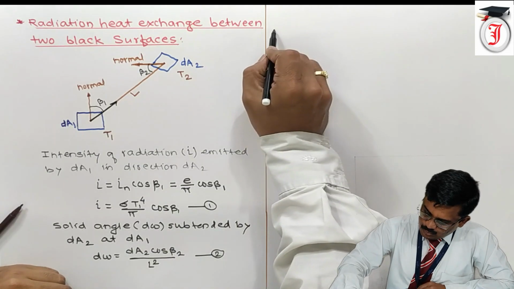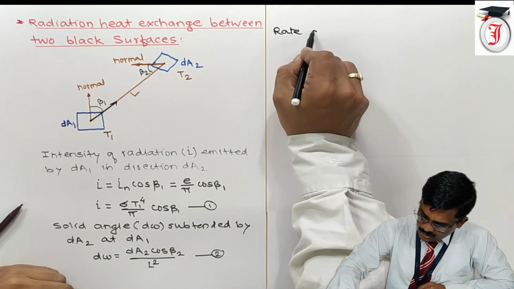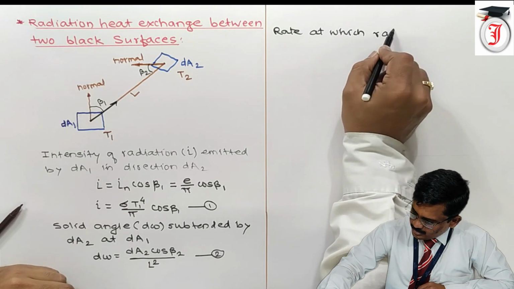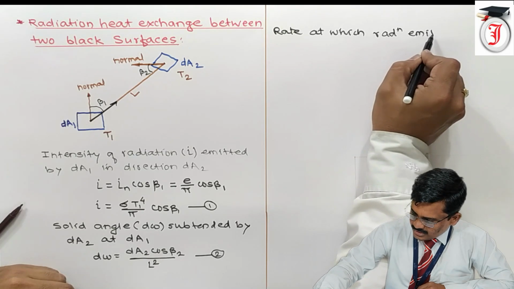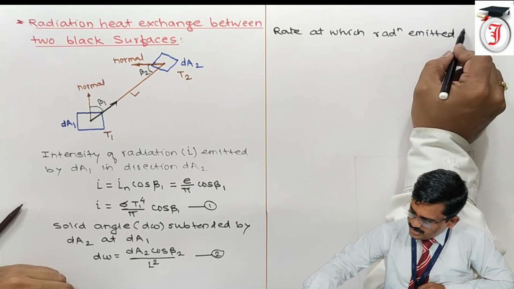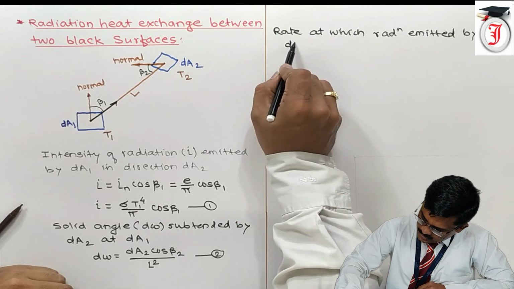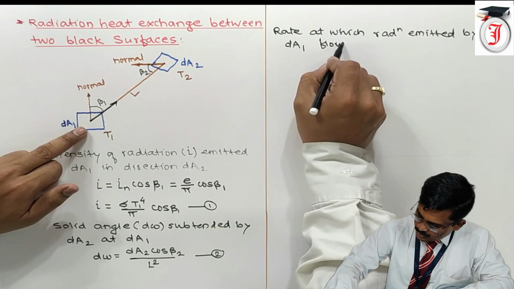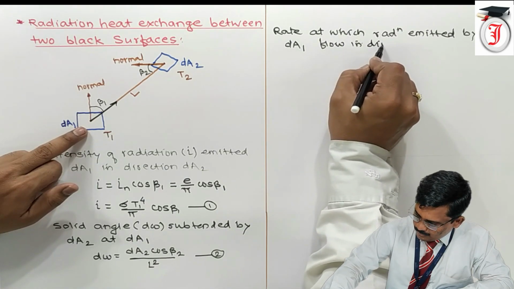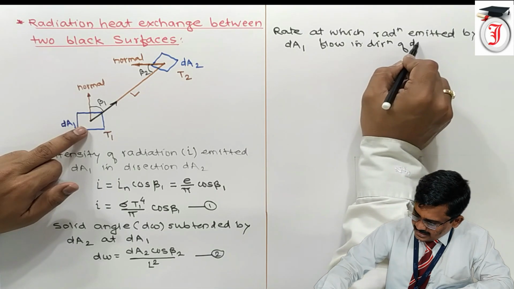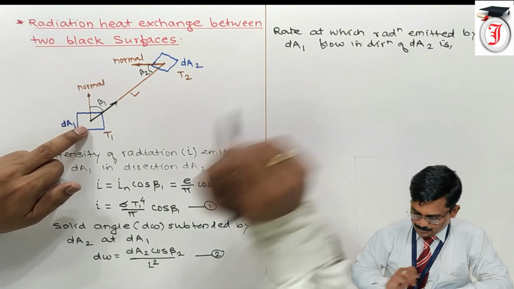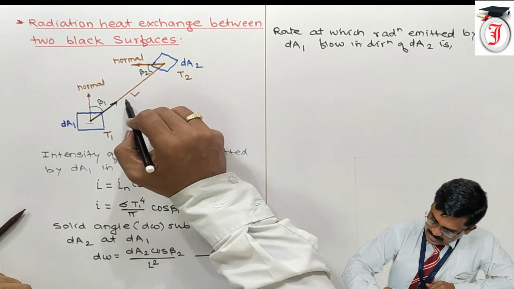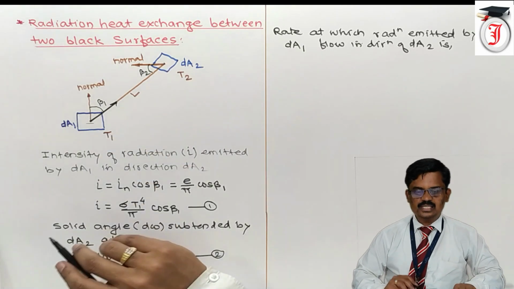Now, the rate at which radiation is emitted by surface dA1 and flows in the direction of dA2 is calculated as follows.